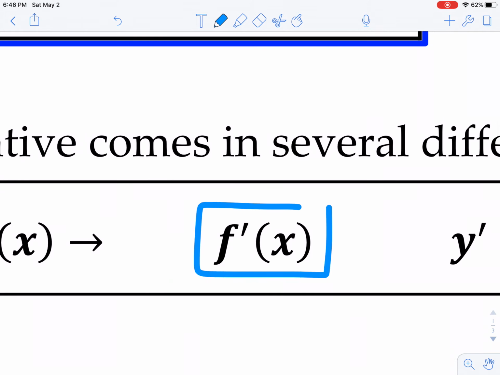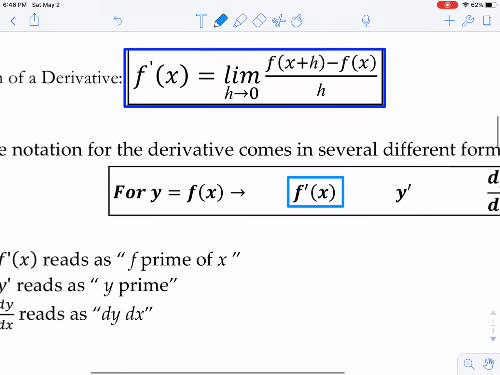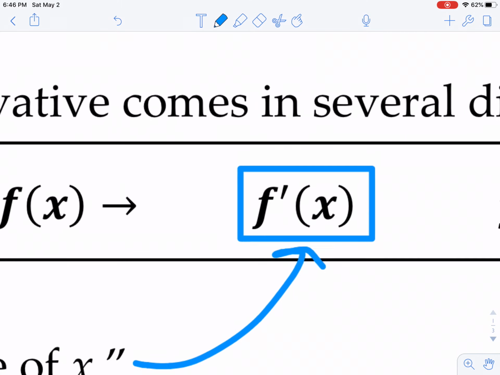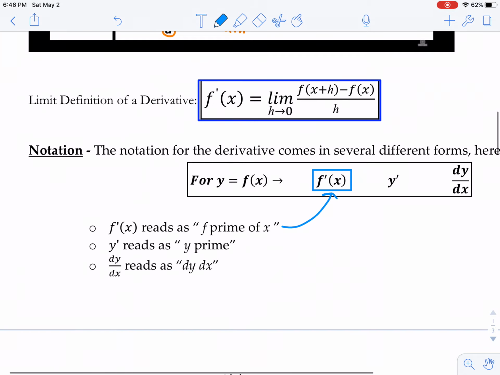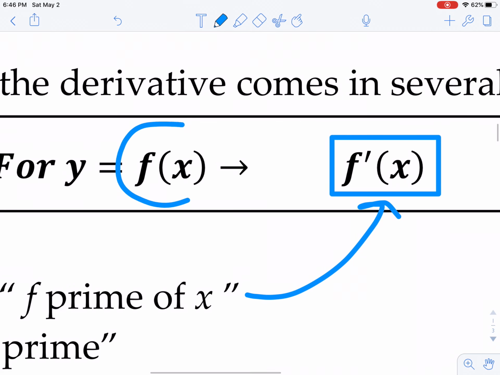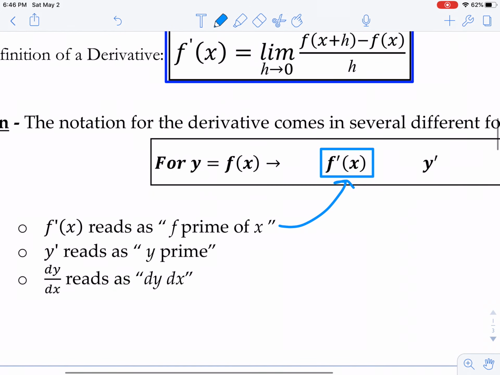Here's the first one. The way I read this is f prime of x. This apostrophe in math, we say prime, and what that means is I want to take the derivative of the original function, which would be f of x. Another way to notate a derivative is y prime, which means the same exact thing as f prime of x.